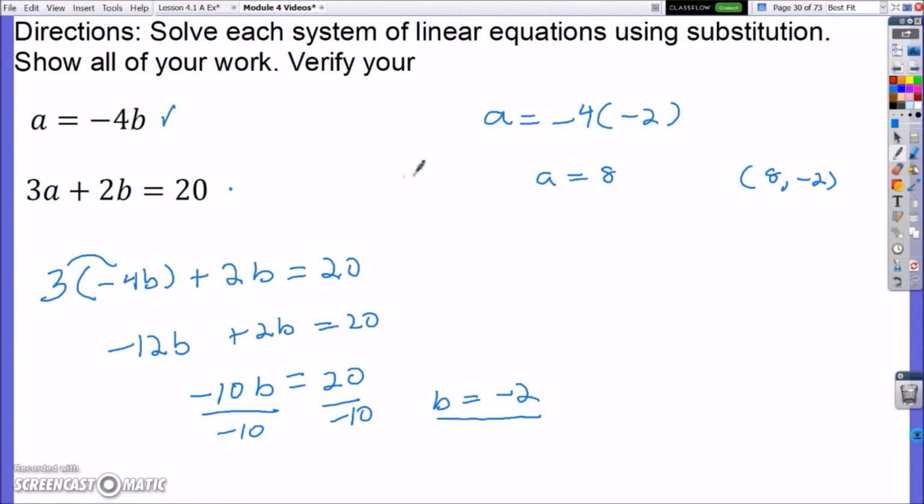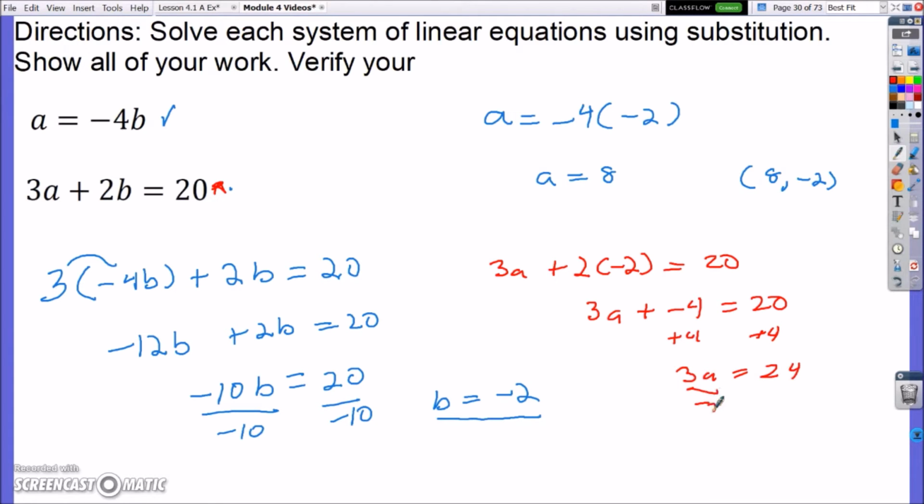Now, some people might ask, what if I plugged negative 2 into this other equation? Would I get the same answer? And the answer is yes. This would look like 3a plus 2 times negative 2 is equal to 20. This gives me 3a plus a negative 4 is equal to 20. I would add 4 on both sides to get 3a is equal to positive 24. And when I divide both sides by 3, we still get a is equal to positive 8. So it doesn't matter which one I plugged it into.